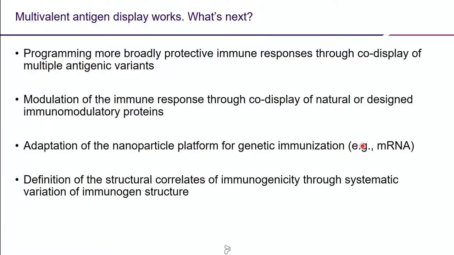And then finally, as I discussed on the last slide, we're really interested in the detailed geometry of epitope presentation and the structural correlates of immunogenicity. Can we identify what the ideal vaccine looks like? We think we have a technology now where we can precisely vary the geometry of epitope presentation and really systematically investigate that question in a way that nobody has done before.